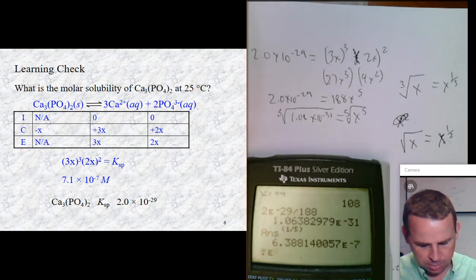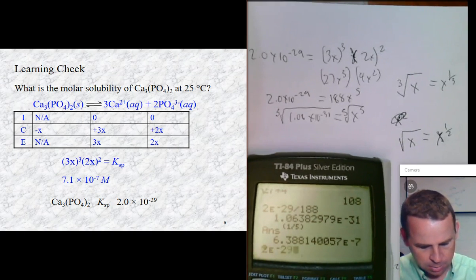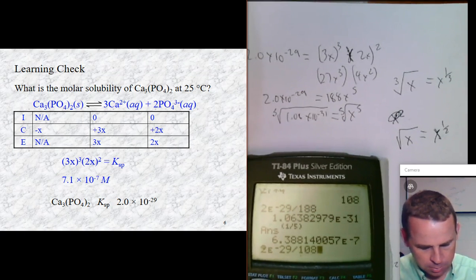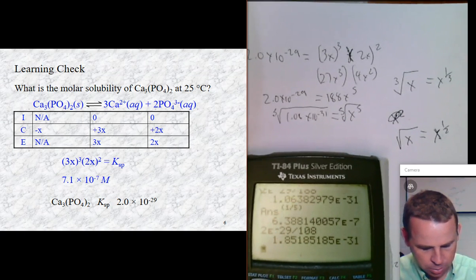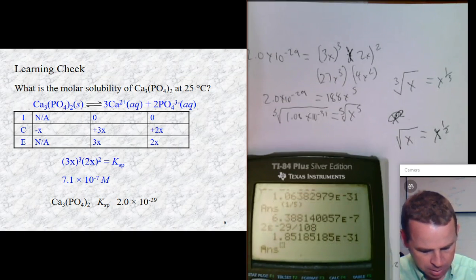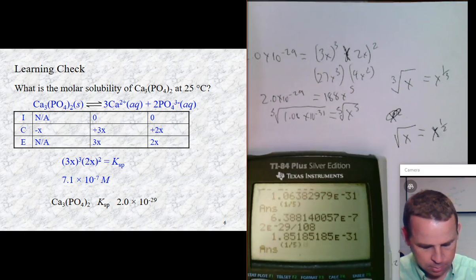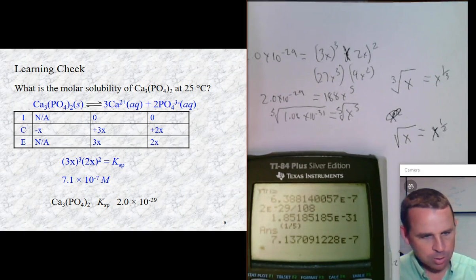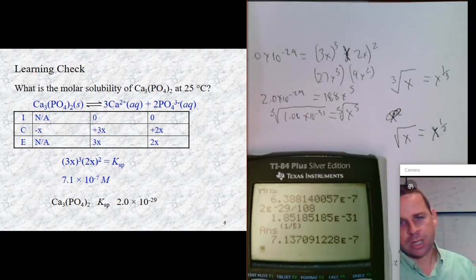2 times 10 to the minus 29 divided by 108. And then I take the cube root of that, raise it to the power of 1 over 5. 7.13 times 10 to the minus 7. Okay, so there's our answer.